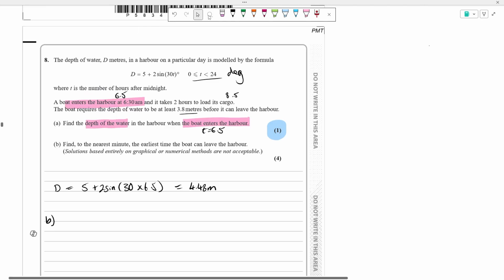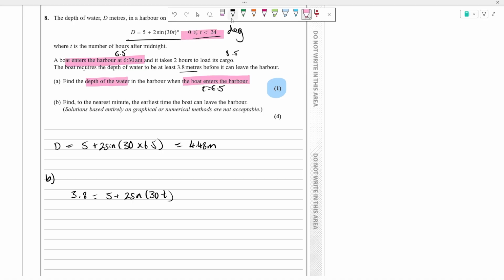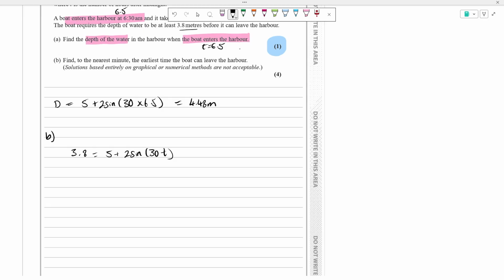Part B, find to the nearest minute the earliest time the boat can leave the harbour. Okay, so it says the depth of the water needs to be at least 3.8. So I'm going to set the original equation to 3.8, and we're going to essentially rearrange for t. But we need the t value to be within this range here. So I'm going to go ahead and rearrange this. 3.8 minus 5 gives you minus 1.2, and then divide by 2, that gives you minus 0.6 is equal to sine 30t.